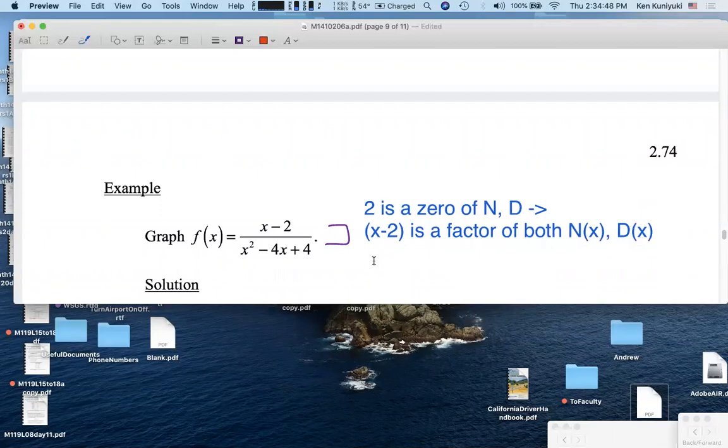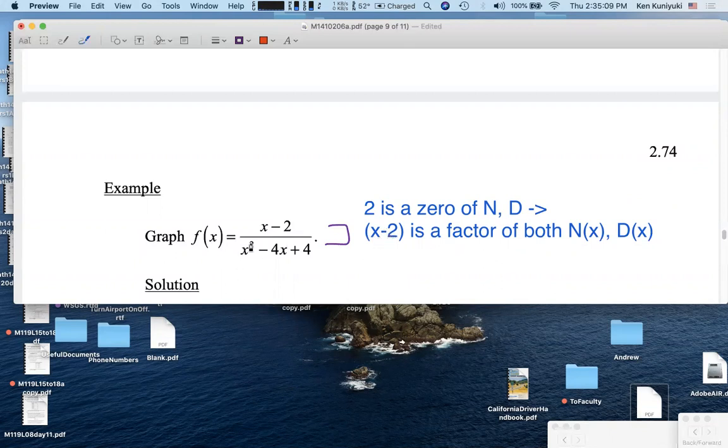Now, you don't have to observe that this early on, but I just wanted to make that comment that since 2 is a 0 of the top and the bottom, it's a common real 0. That means that x minus 2 is a common factor for both the top and the bottom. Again, you don't have to observe that now. You can factor the bottom, and you'll see this happen.